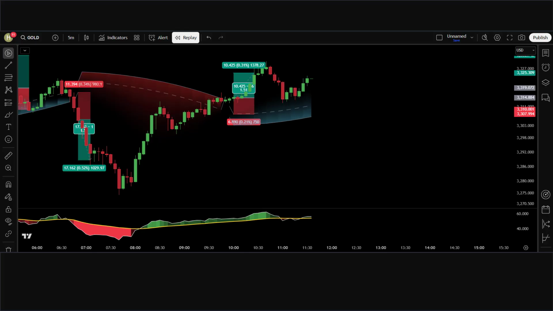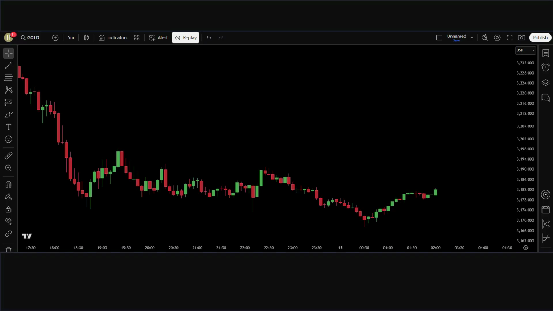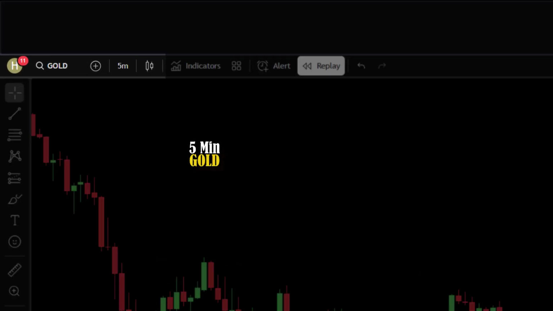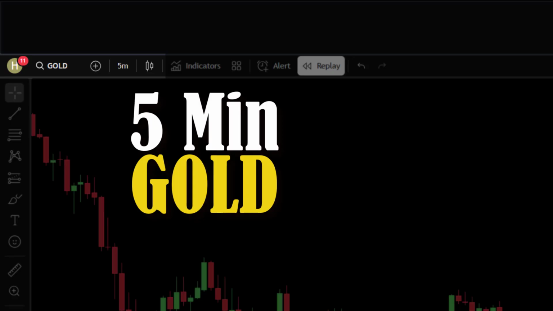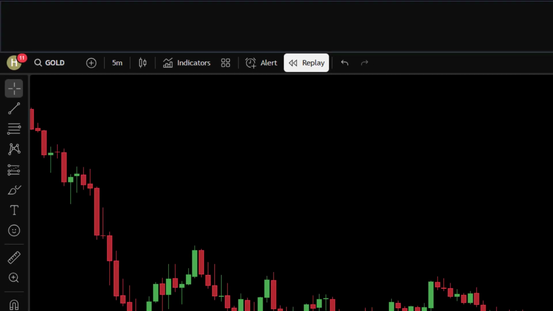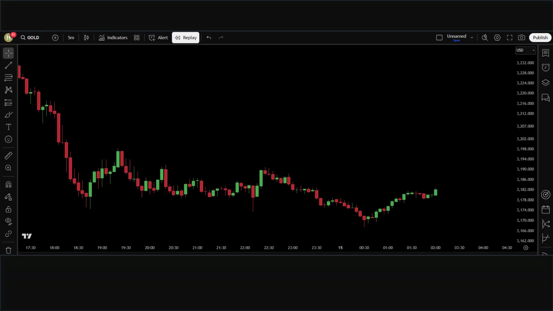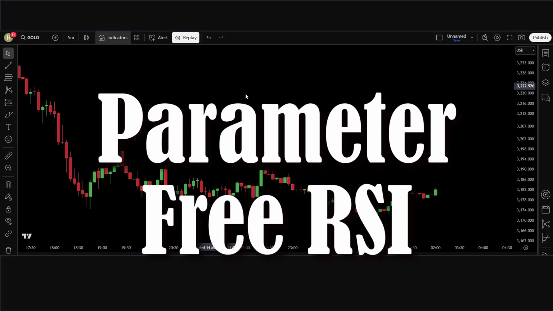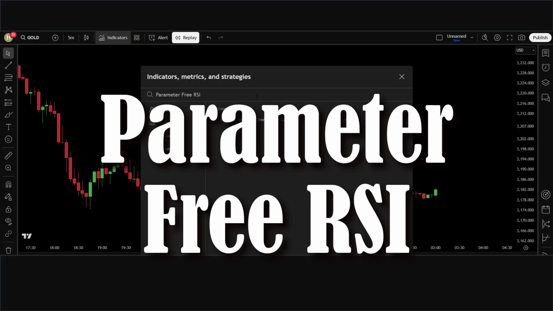Now let's create a trading setup. First, open a clean chart in TradingView. We are going to test this strategy on the 5-minute time frame in the gold chart. Now let's add the indicator to the chart. The first indicator is called Parameter-Free RSI.